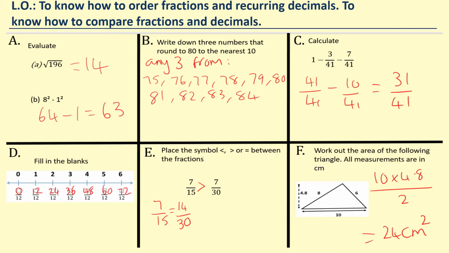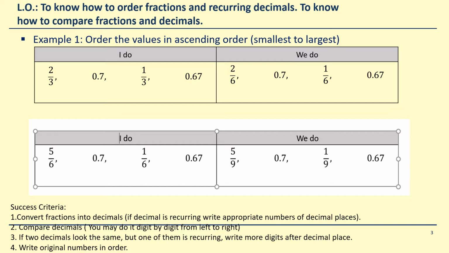Question E, you know how to compare fractions with different denominators, and if you have completed question F correctly, then you know how to work out the area of a triangle. So mark yourself out of 6. If you have done 6 out of 6 right, well done. And now we are moving on to our main learning objective. First part is to know how to order fractions and recurring decimals.